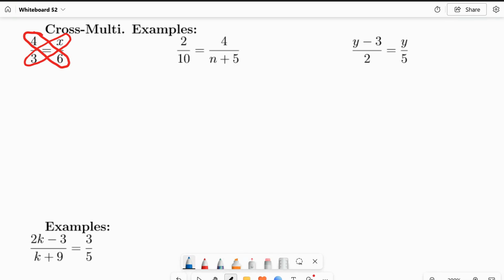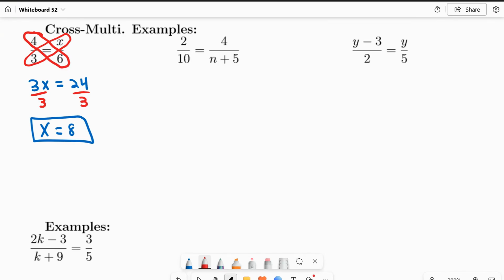So I'll do 3 times x first, which gives me 3x, which equals 4 times 6, which is 24. Now I'm going to divide my coefficient of 3 to solve for x. So divide both sides by 3. And that's going to give me x equals +8, which is my final answer for that one. We're going to save the other two for class together. Actually, no, we'll do the second one and then we'll skip the next two.